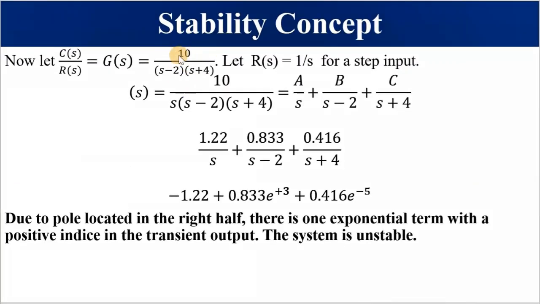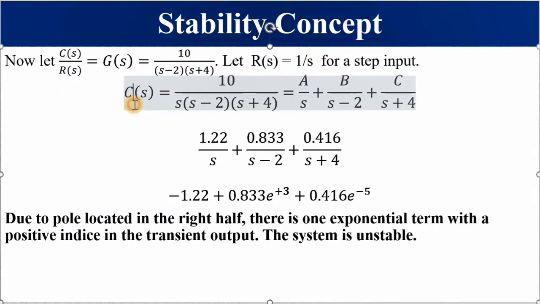This is our transfer function, and this is our input. How do you calculate the system response? The system response is equal to the gain, which is the transfer function, multiplied by the step input, whose Laplace transform is equal to 1 over S. So this is our equation. We are going to express this in Laplace transform.